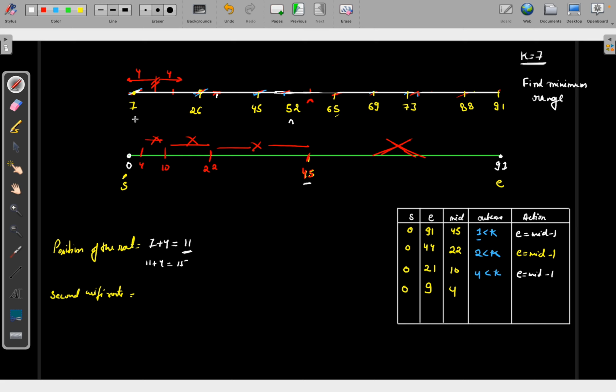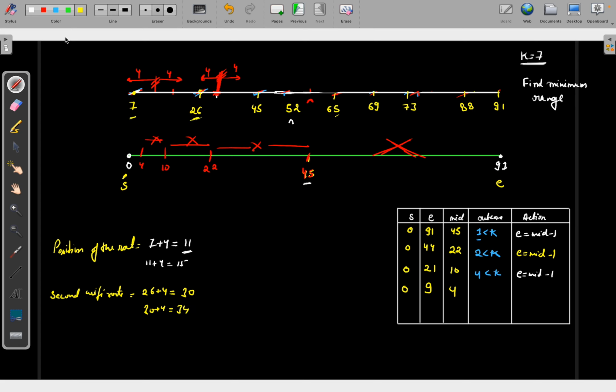Now only 7 is getting the Wi-Fi supply. 26 is not getting it. So I will install the next Wi-Fi at 26 plus 4, that will be 30. So I will install it at 30, like here. What will the range be? 26, and 30 plus 4 will be 34, right? So only these two houses are getting the Wi-Fi supply.